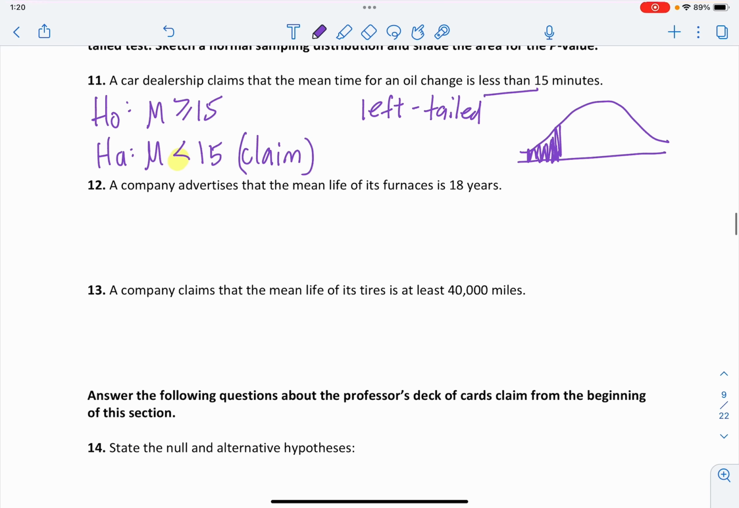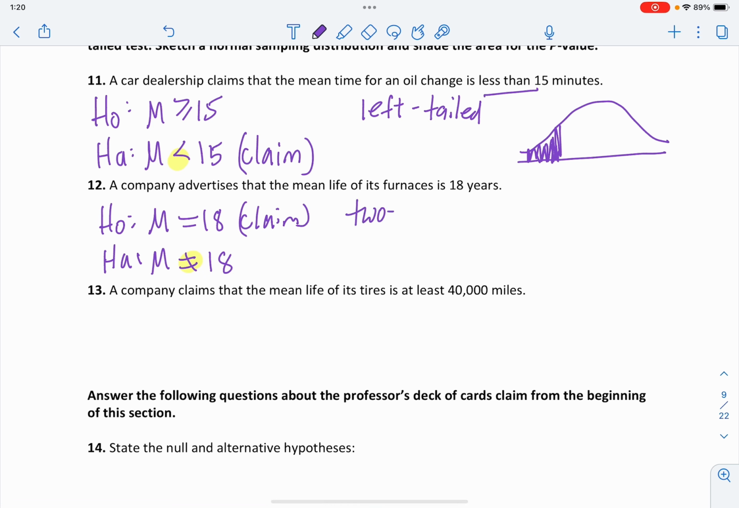Okay, mean is 18, so HO, HA. Mean is 18 is an HO, I mean. HA would be not equal to 18. So notice that symbol. That leads you to a two-tailed test. And the two-tailed test would have two tails.